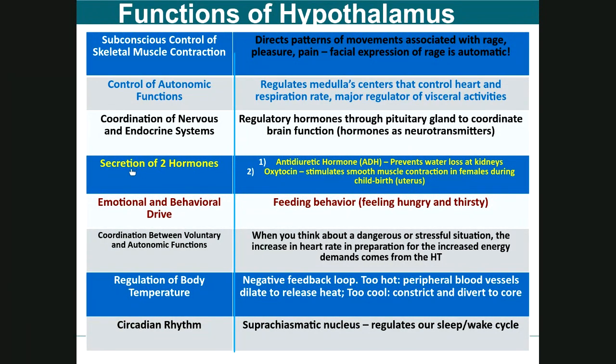Two hormones that are controlled by the hypothalamus are the antidiuretic hormone and oxytocin. The antidiuretic hormone is important in the kidneys, in the nephrons, to prevent excessive water loss from the kidneys. And oxytocin is important, particularly in a pregnant woman, which will allow her to relax the ligaments around her uterus in order for childbirth to occur.